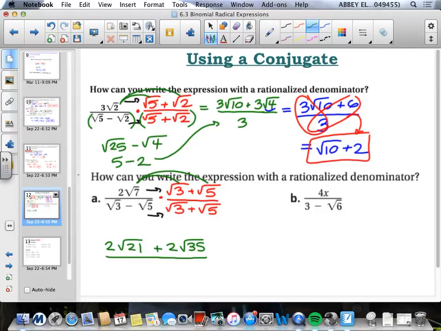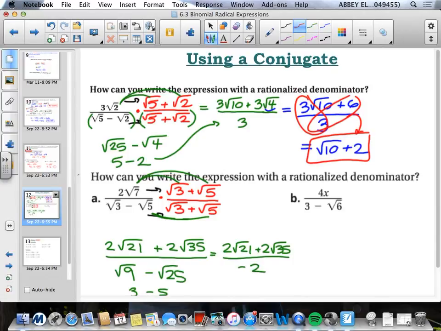All I need to do is FOIL down here. This gives me the square root of 9 minus the square root of 25. And let's simplify this. I don't think I can simplify anything on the top, so let's leave that alone, okay? They don't have any common perfect square factor that goes into them, so I can just leave those alone. And then I have 3 minus 5, which gives me negative 2.